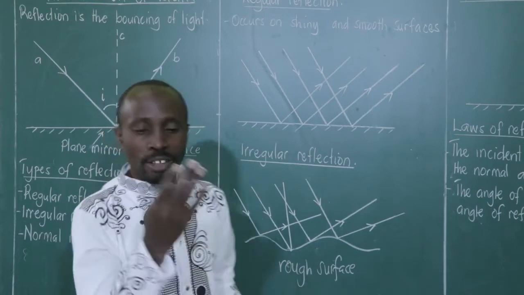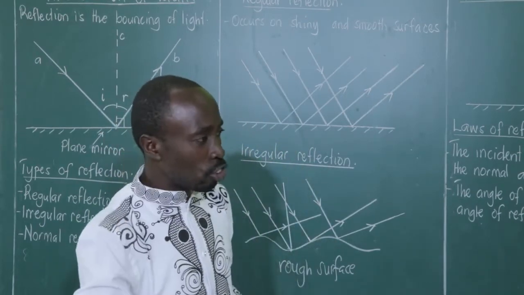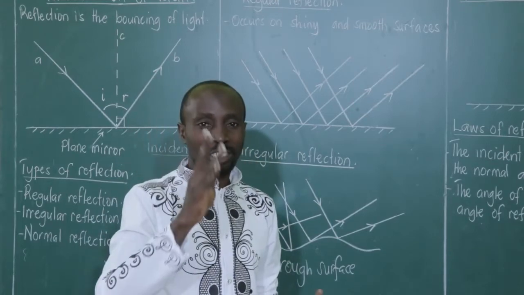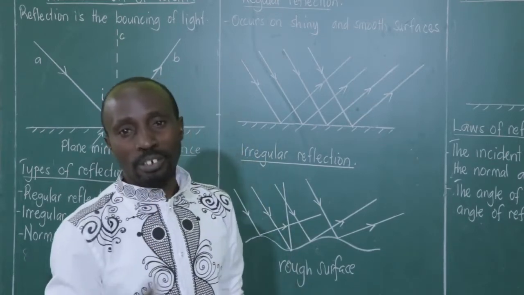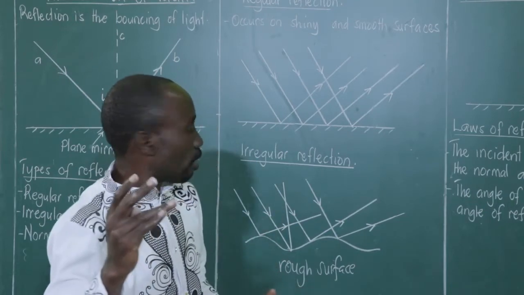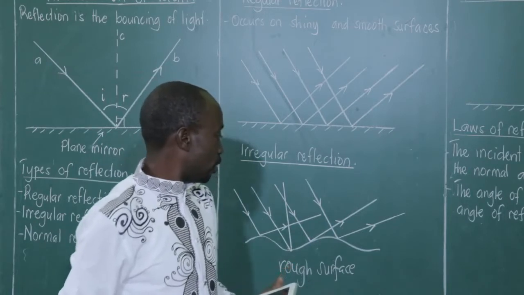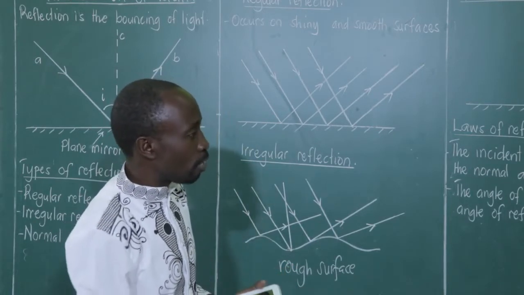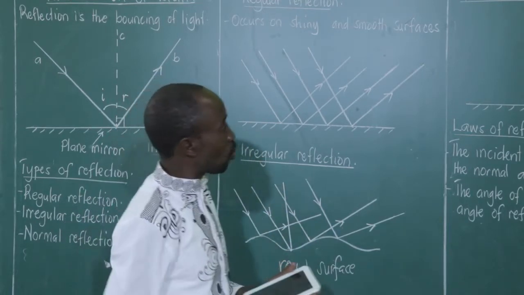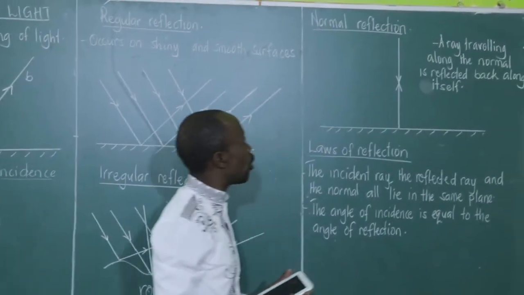All right, those are the three. I'll take you back. We started with the regular reflection, where everything is just uniform. The rays are reflected uniformly. Then we came to the irregular reflection, where the surfaces are rough. It happens on rough surfaces. The last one is right here, the normal reflection.